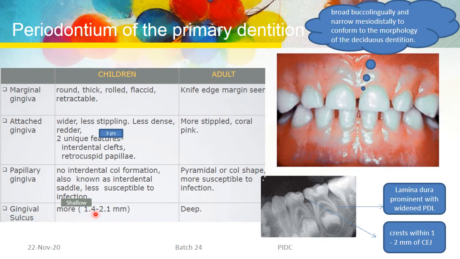Gingival sulcus. The depth of the gingival sulcus is shallower in case of children. It is just 1.4 to 2.1 mm, whereas in case of adults, it is a little deeper, 2 to 3 mm in size. You can also see in the radiographs that the lamina dura is prominent with a widened PDL and the crests are within 1 to 2 mm of the CEJ.